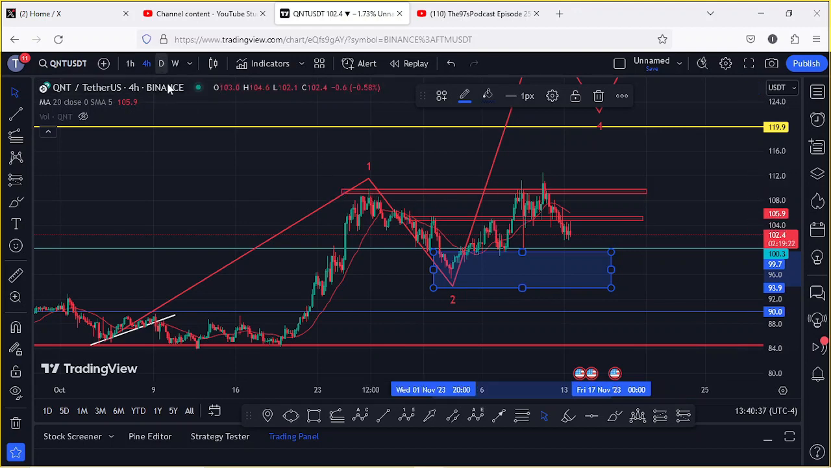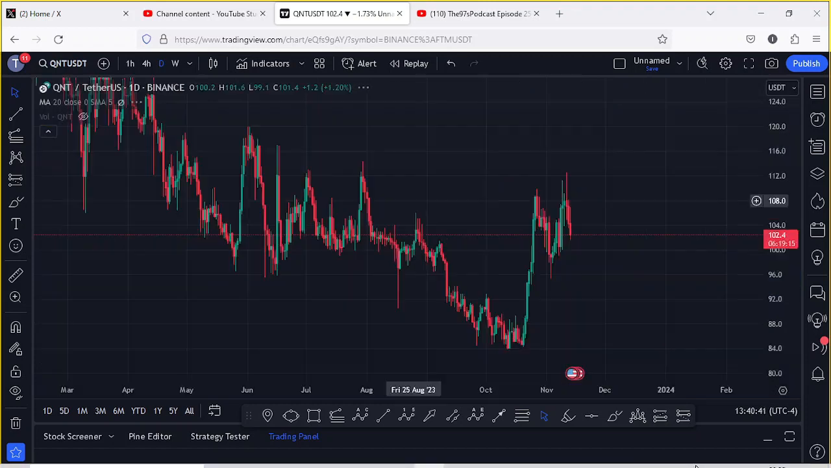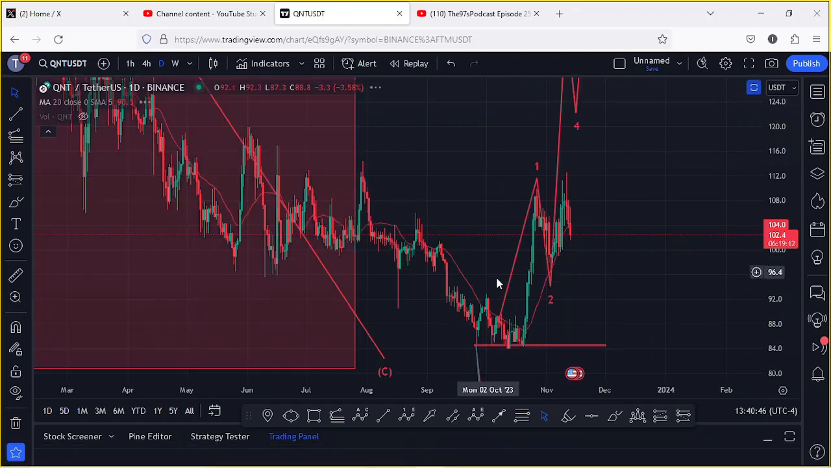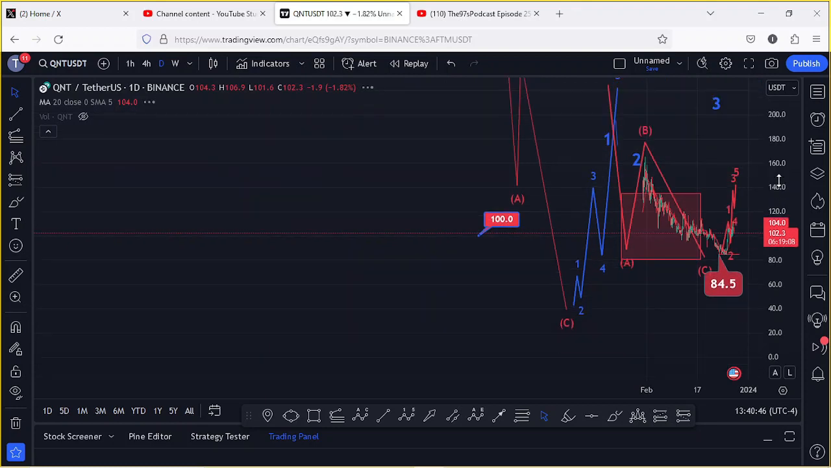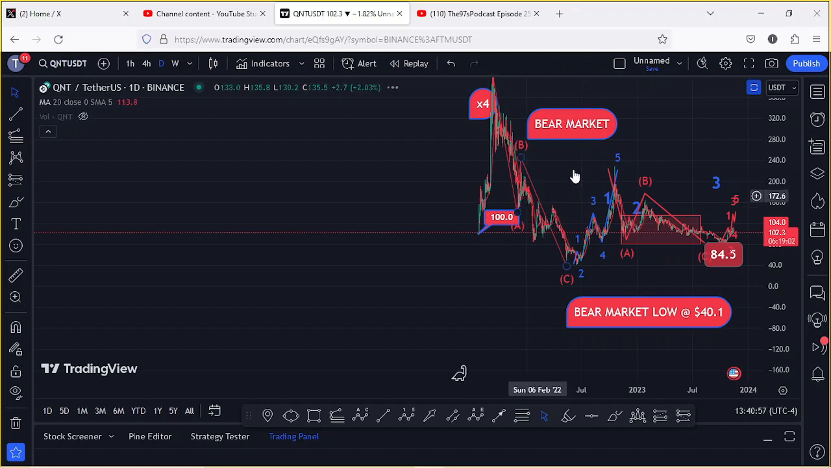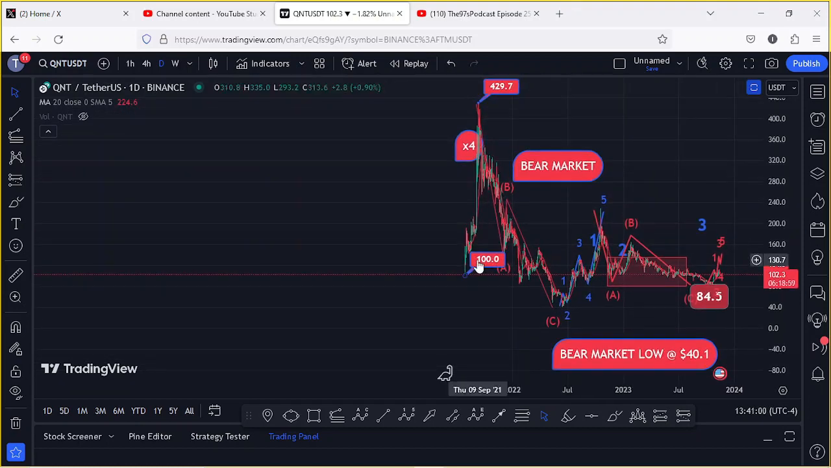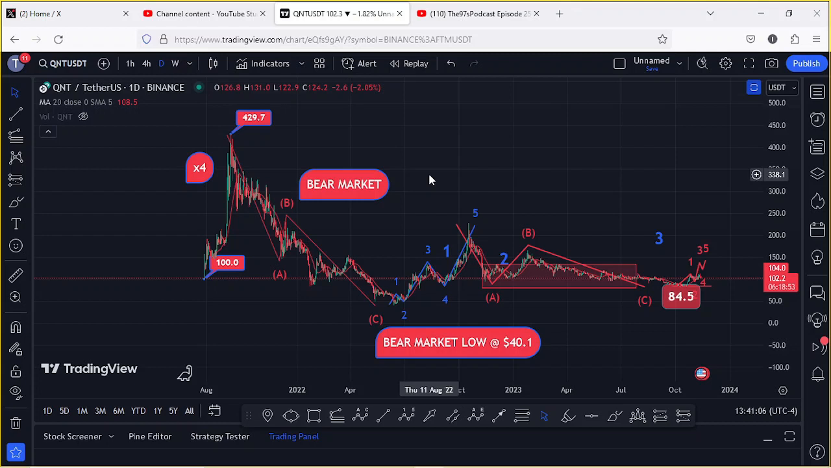And jumping now to the daily chart to give you my long-term Elliott analysis that I'm expecting to play out once the bull market is here. Here on the daily chart, if I zoom out, you can easily see that back in 2020, we saw our lows at around the $100 mark before we saw that impulsive move taking us to all-time highs above the $429.7 mark, which was a perfect 4x to the upside.